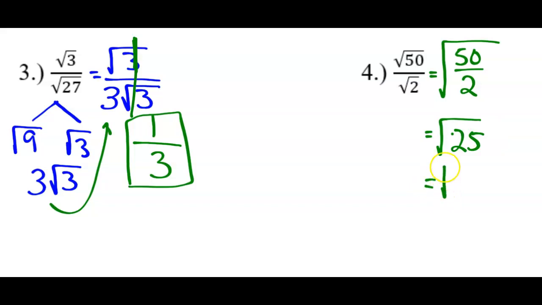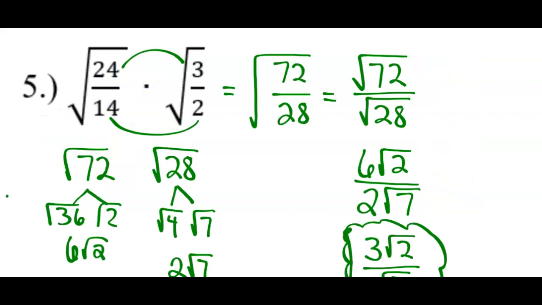And I get this. Whoops, what is the square root of 25? It doesn't have a square root in it. It is 5. Okay? Fantastic. So you have to look at your numbers. How do they relate to each other? Okay? All right. We're going to come back to this one.